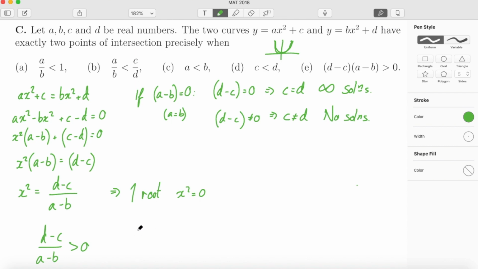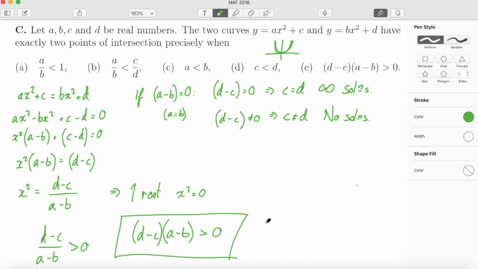We can then times both sides by a minus b squared, and that would give us d minus c, a minus b greater than 0. So there's our answer for two real roots, and that is choice E. I hope that helps.